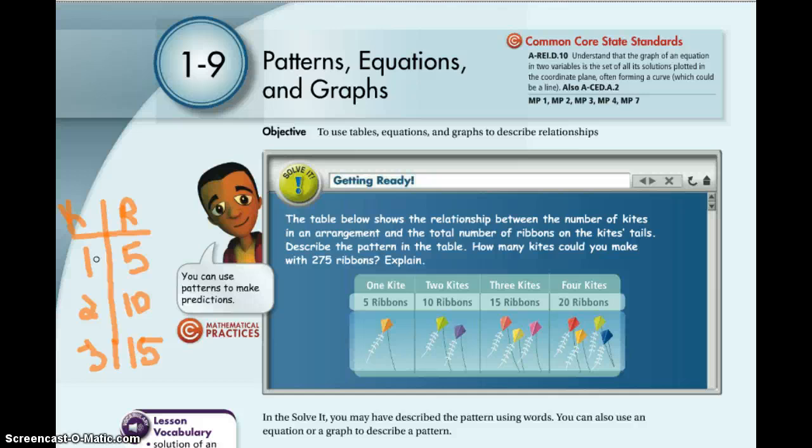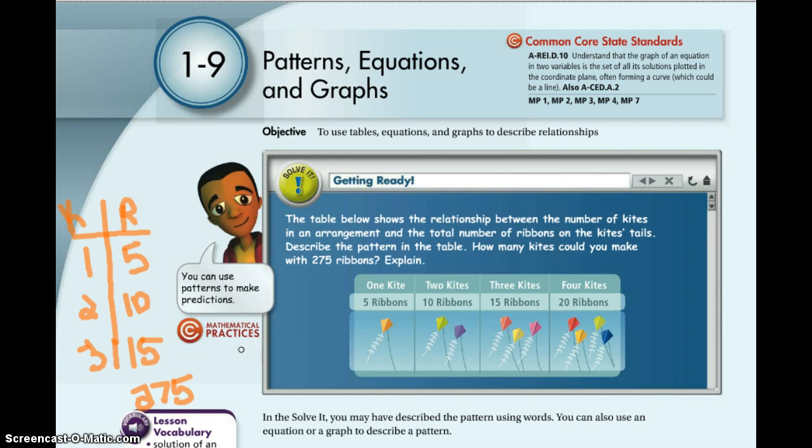If I wanted to continue this pattern all the way out so that my number of ribbons was 275, I would have to work on this pattern for quite a while. I'd have to go to 3 and then 4 and then 5 and then 6, 7, 8, 9. I would have to work on this for a long time. It's just not feasible. It doesn't make a lot of sense.